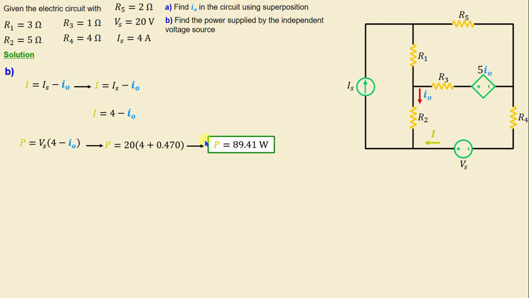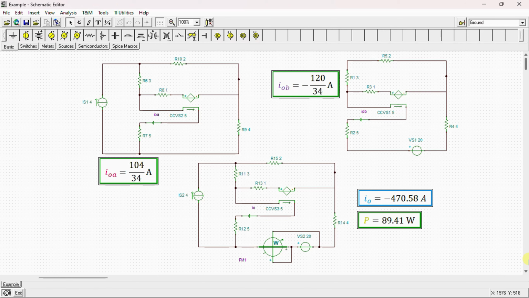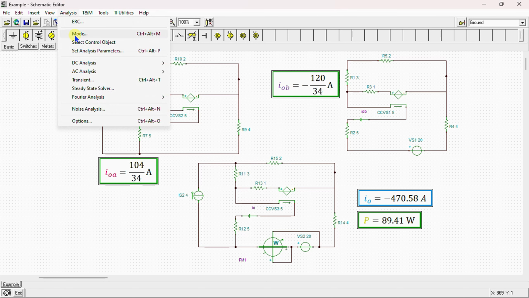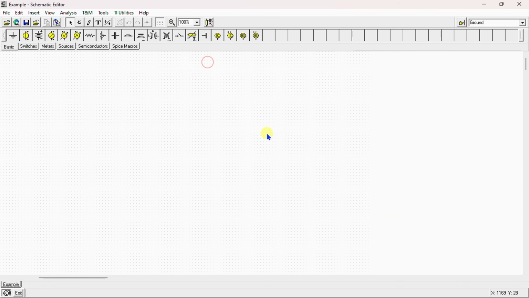After we finish the calculation, we conduct a simulation using SPICE in order to verify our results. Let's proceed now to the SPICE environment. Here is our network drawn in the SPICE simulator. Here we consider only the independent current source Is active, and here we consider only the independent voltage source active, and this is our complete network. Let's move on to analysis. This is the analysis to calculate nodal voltages.